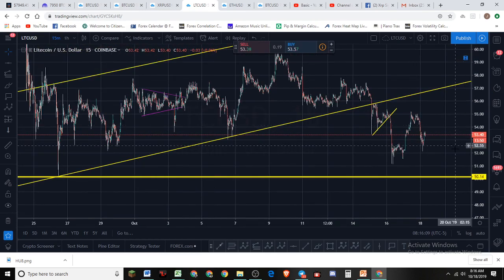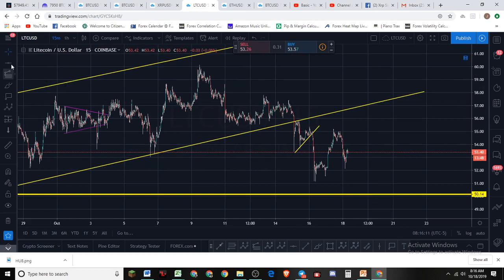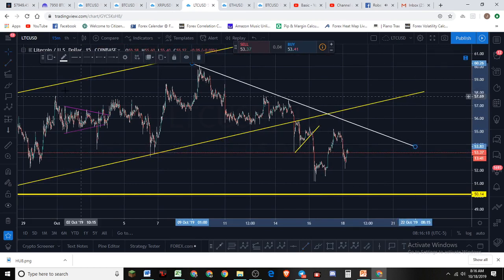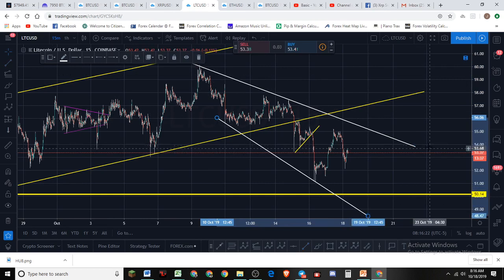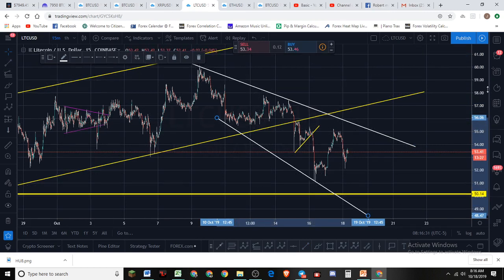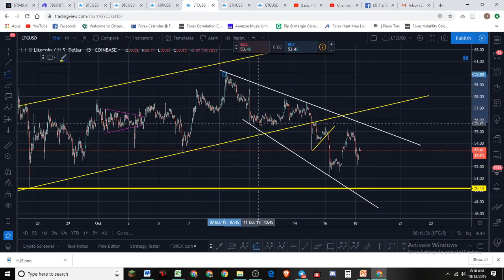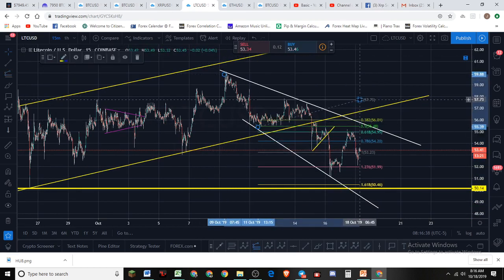Litecoin's a tricky one here for sure. The trend lines are more expanding than contracting. You've got that there. Of course, that doesn't even touch. This comes down to the 1276.